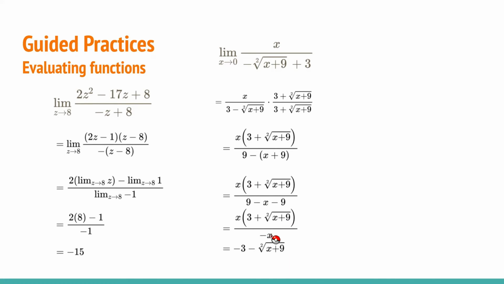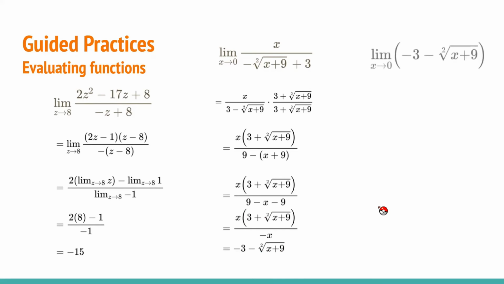So from there we can just cancel x and x together. So we are just left with negative 3. By the way, the negative sign comes from the -1 in our denominator. So negative 3 minus the square root of x plus 9. So basically this.